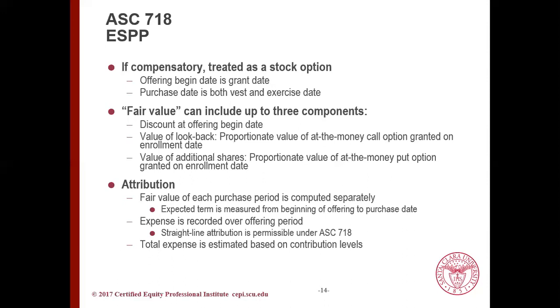And then the last is the value of the additional shares. Unlike a typical stock option where the price is based on the fair market value on the date of grant, in an ESPP, the price is based on two possible values, the value on the date of enrollment or the value on the date of purchase. And if the stock ends up declining during that purchase period and the purchase price ends up being based on the fair market value on the date of purchase, the employee is able to purchase more shares because their price is lower. They have the same amount of contributions, but a lower price, they're going to get to purchase more shares.